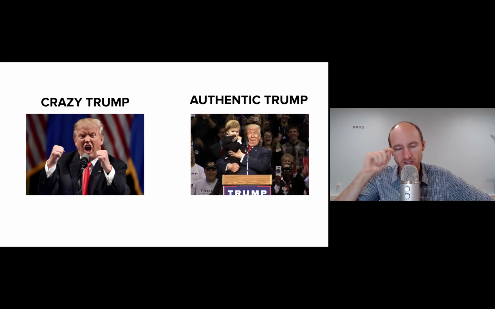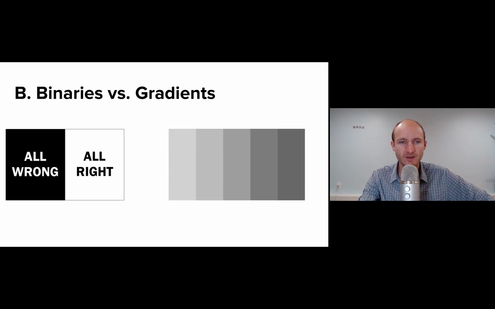These emotive conjugations are very powerful, and you should be looking out for them when you read things or when you use your own language. It's very connected to this idea of binaries versus a gradient. A binary is when you say something is either all wrong or all right, and a gradient is where you say, well, there's a little bit of yes and no here.